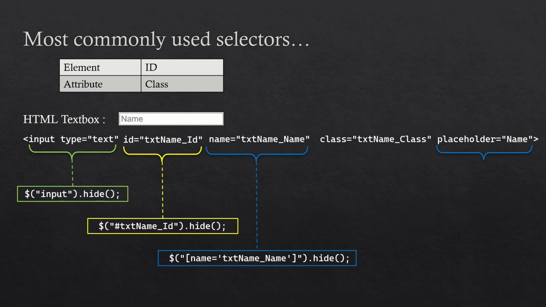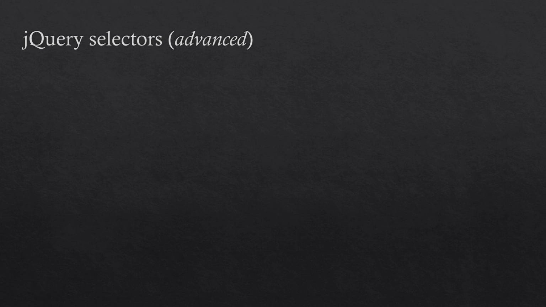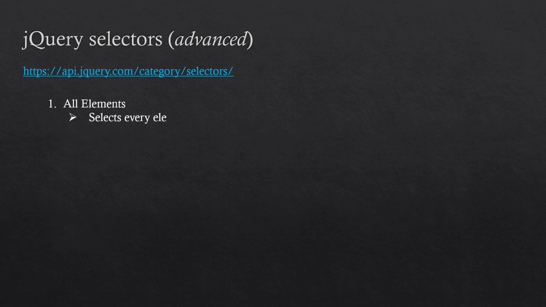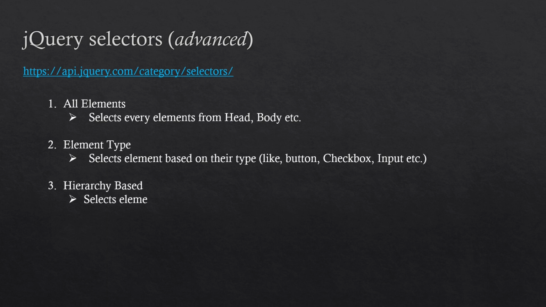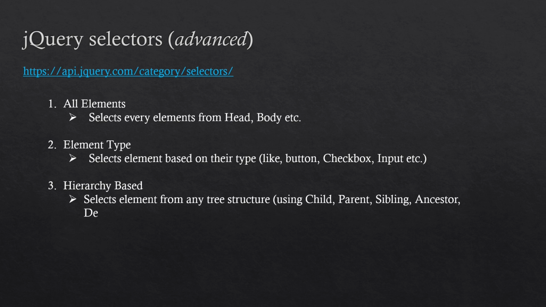Now there are some advanced level of selectors which can be found in the jQuery official site. To keep this tutorial short and effective, I am not explaining each and every selector as the list of these advanced selectors is quite long. I'll be explaining the same as and when I'll be using any of these selectors. Let me give you an idea of the advanced level selector.